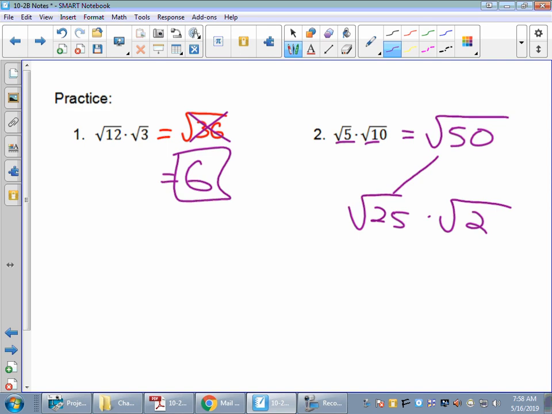Now we know we have a perfect square in 25, which gives us 5. Is there anything I can do with the square root of 2? No, so it's just going to stay the square root of 2, and that would be my final answer there: 5 times the square root of 2. Okay, let's do another one.